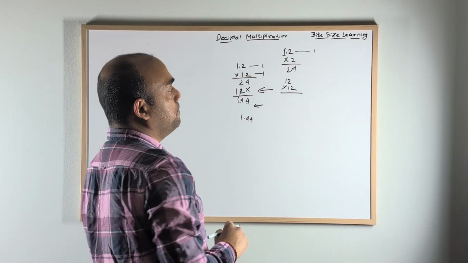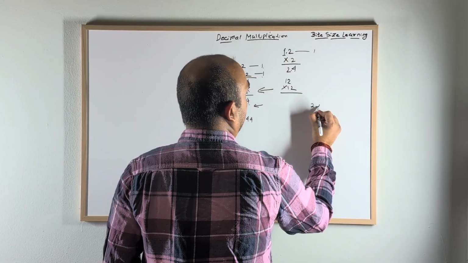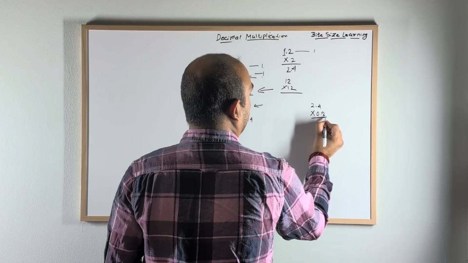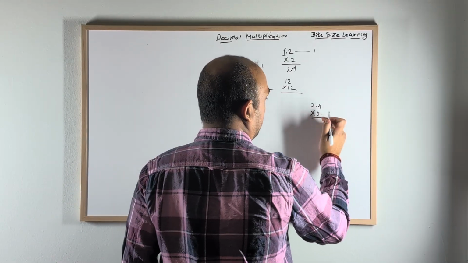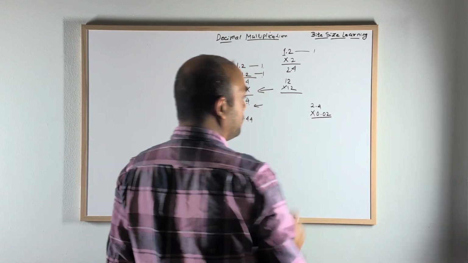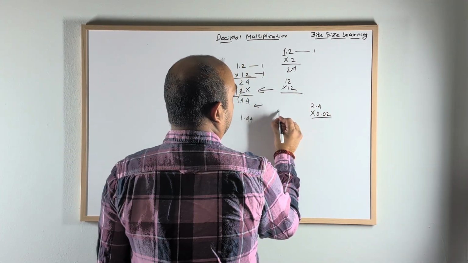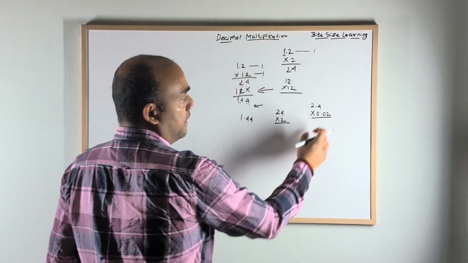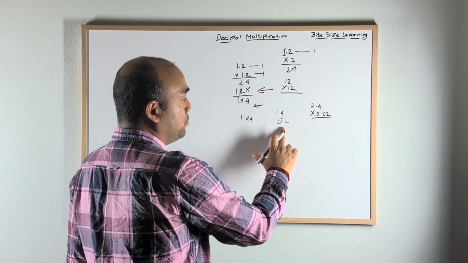Now let's say you have another number, 2.4 times 0.2, right? Now let's say 0.02. So this again, if you look at the number closely, is similar to 24 times 2, and then you just need to add the decimal at the correct places. So how would you do this?